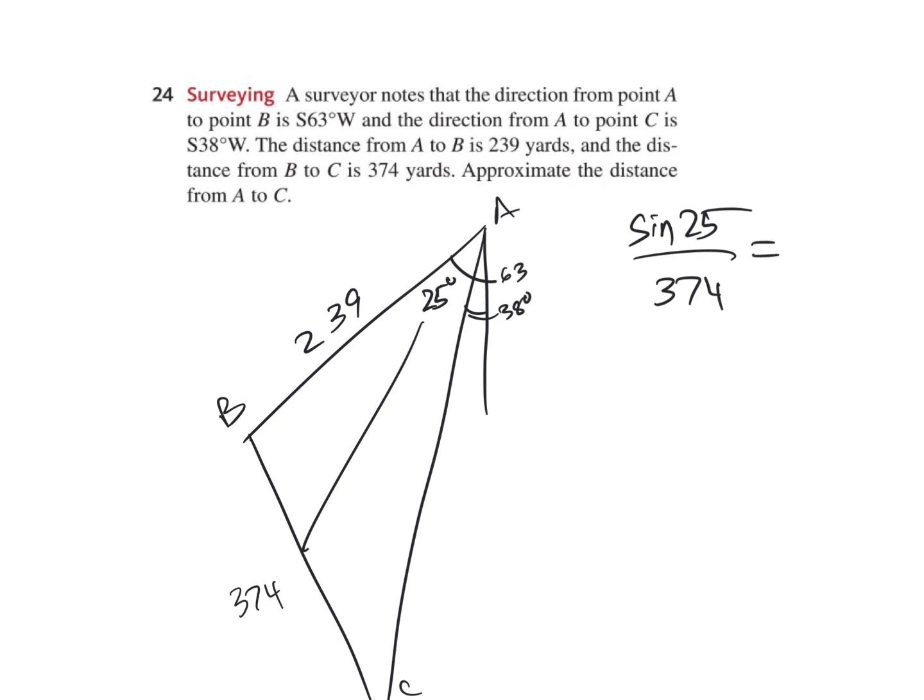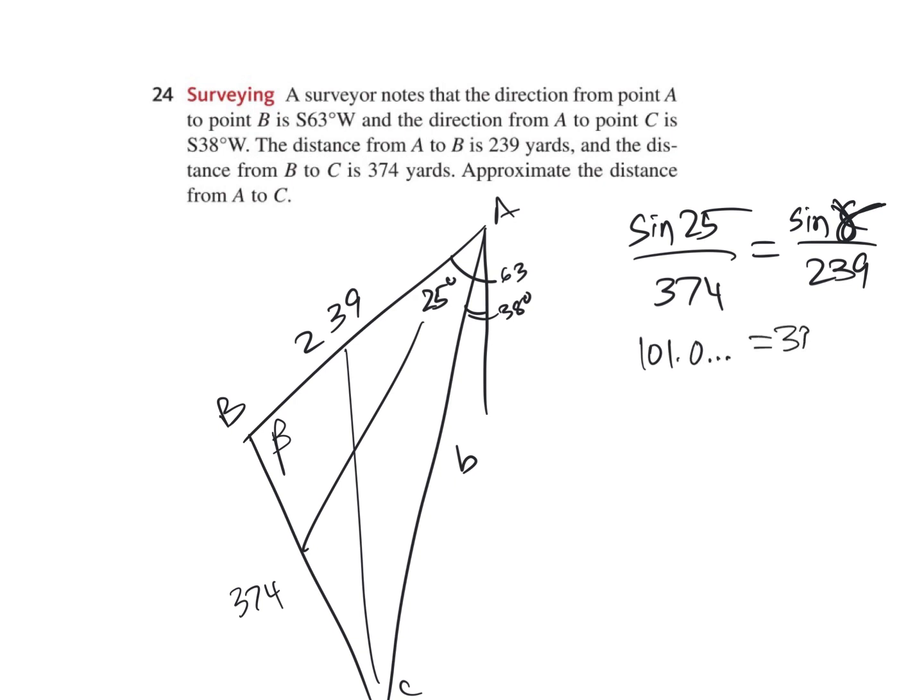And what is it we're trying to find? The distance from A to C. We want little b. So again, we don't have enough information because we don't know beta. And so we're going to have to find angle C here. Sine of C, or we'll call it gamma, is to 239. So 239 times the sine of 25 is 101.0 and so on. And 374 times the sine of gamma.